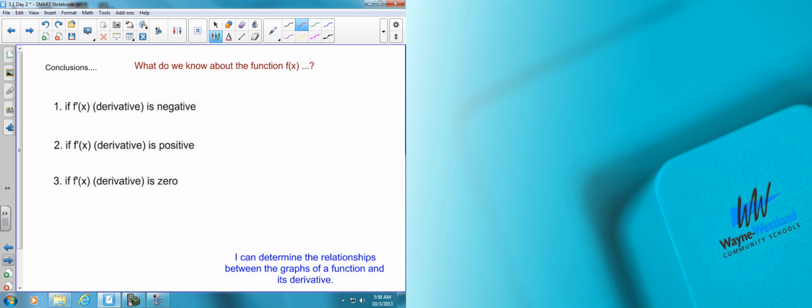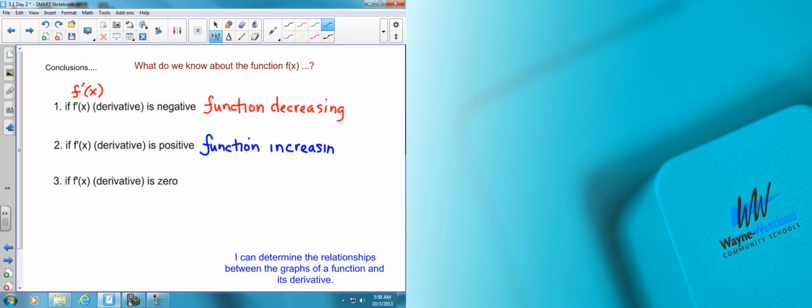If a derivative, this is supposed to say f prime of x, I'm not sure if you can read it, is negative, then that means that the function is decreasing. If a derivative is positive at any point, that means that the function is increasing. If a derivative is 0, that means the function has stopped.